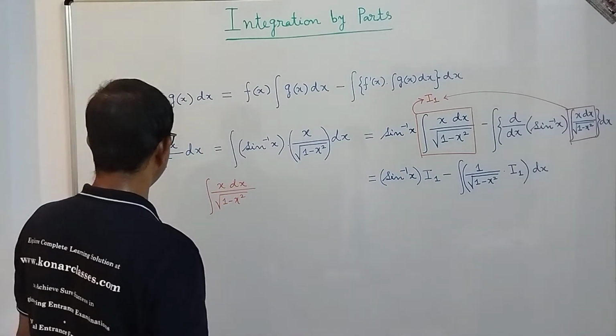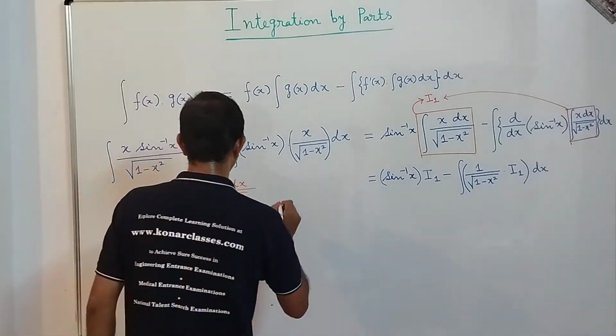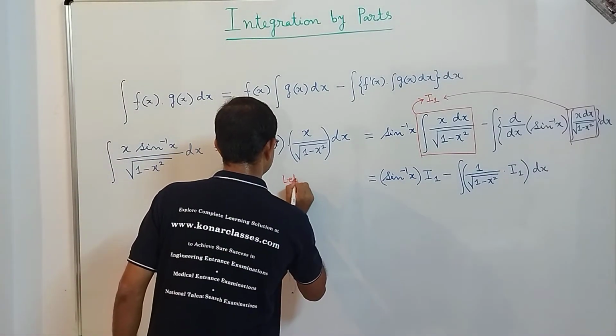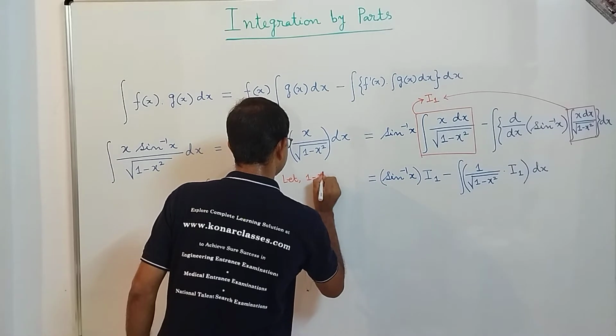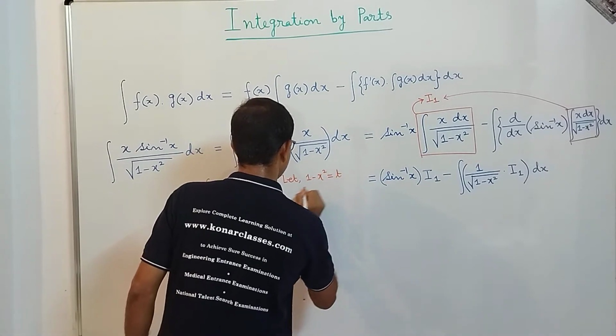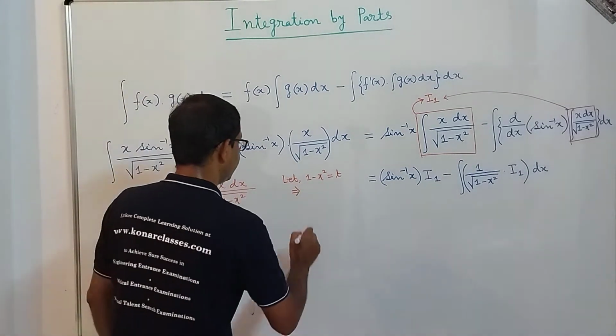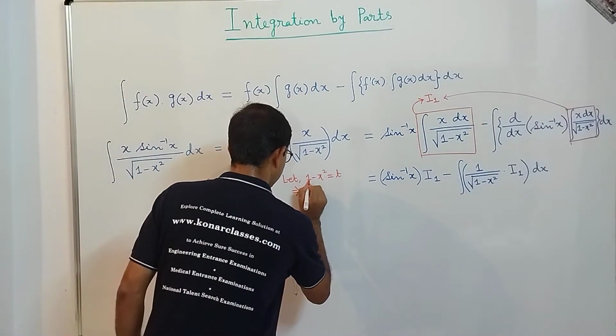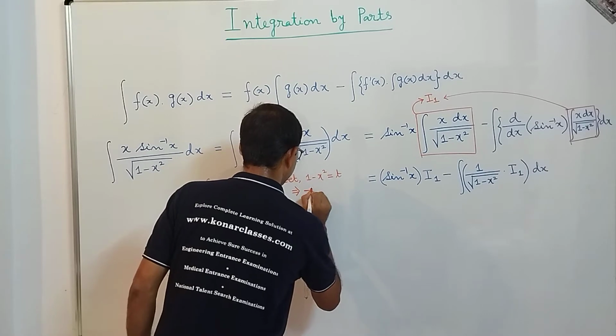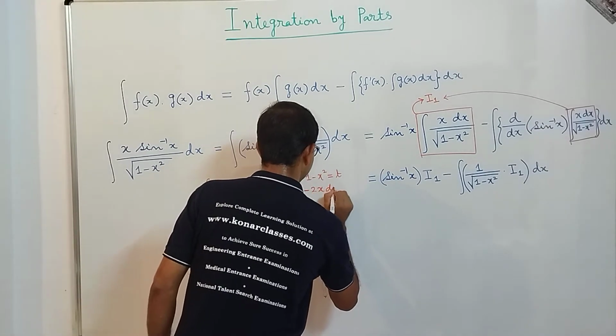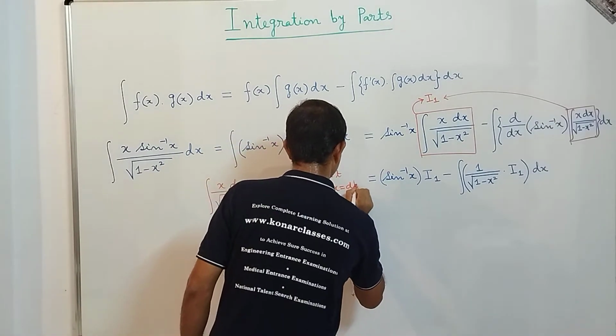So what you can do, dear students, is take 1 minus x square equal to t. So let 1 minus x square equal to t. From our knowledge of substitution, if we differentiate both sides, differentiation of 1 is 0, then minus differentiation of x square is 2x dx, that is equal to dt.